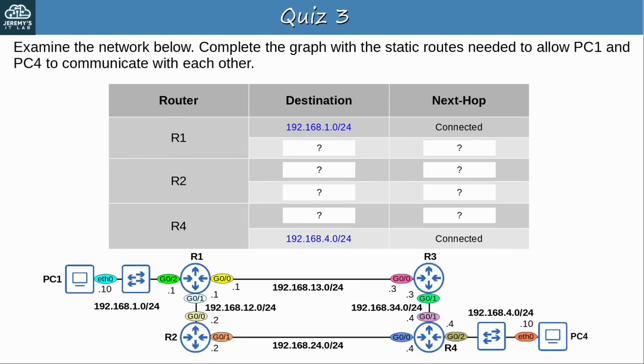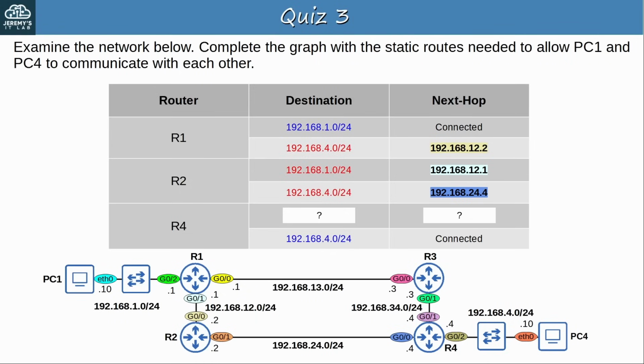R1 has a connected route to 1.0/24, so it just needs this path to 4.0/24, with 192.168.12.2 as a next hop. As for R2, it needs this route to 1.0/24, next hop 12.1, and this route to 4.0/24, next hop 24.4. R4 has a connected route to 4.0/24, so it just needs this route to 1.0/24, next hop 192.168.24.2. Okay, with these routes on R1, R2, and R4, PC1 and PC4 should be able to communicate with each other. Let's go to question 4.